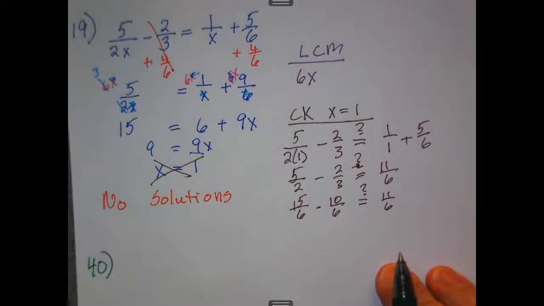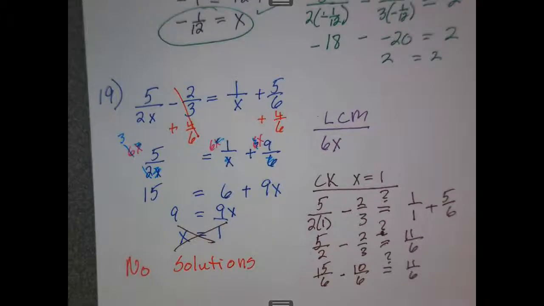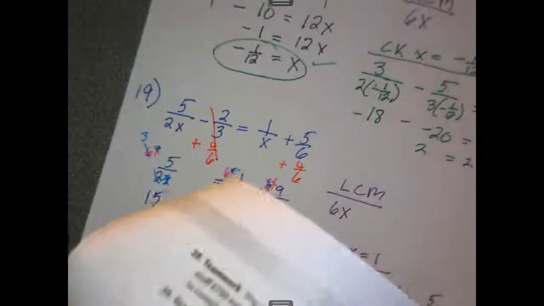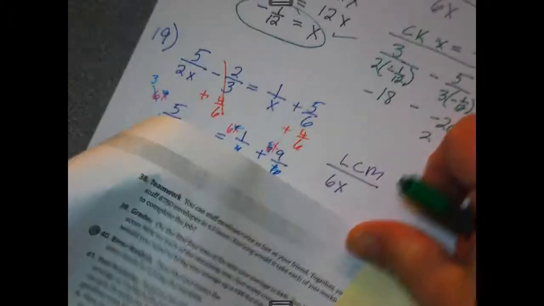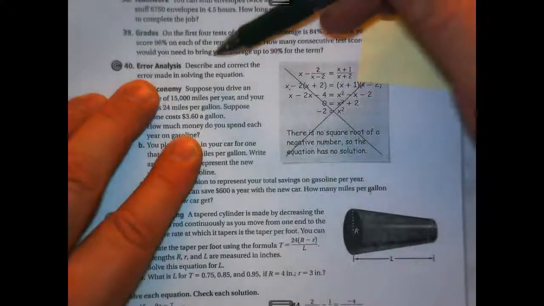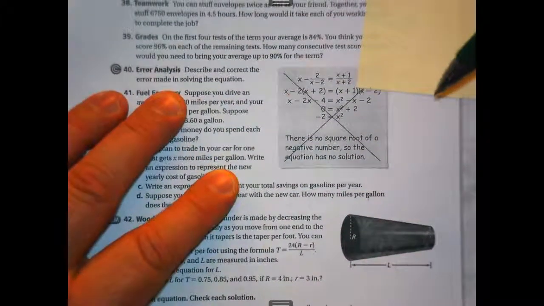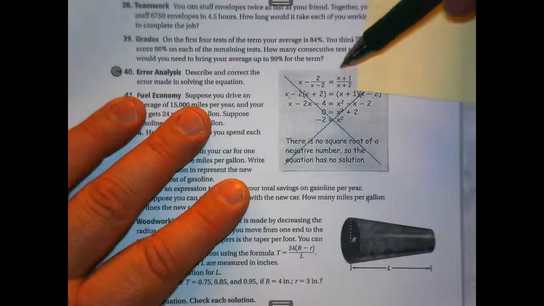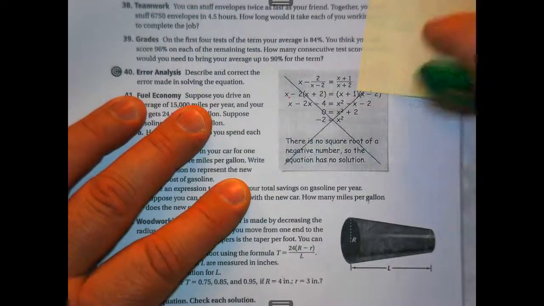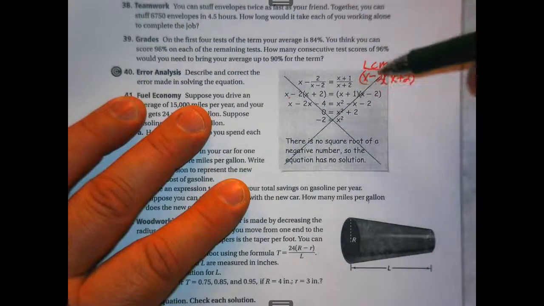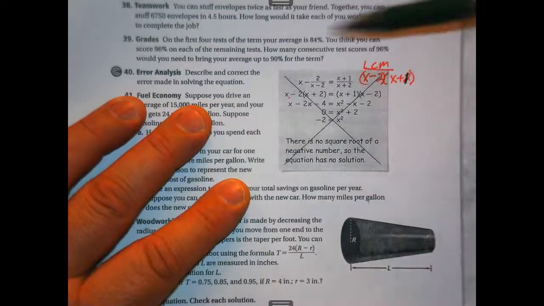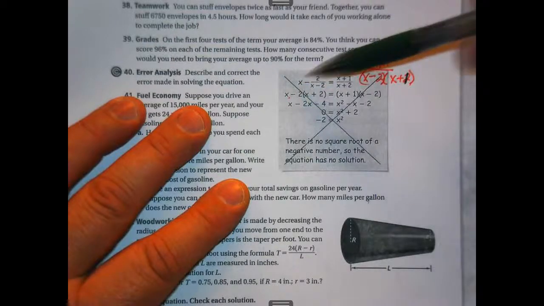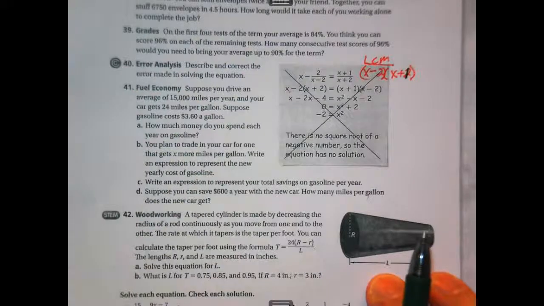40. Let's take a look at 40. This is an error analysis. Okay, it says describe and correct the error made in solving the equation. Okay, what? Just describe the error made. What's my LCM here? That's right. X minus 2 and x plus 1. Multiply the first numerator by x minus 2, x plus 1. Well, that's what you need to put down.